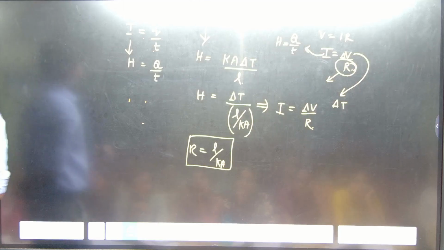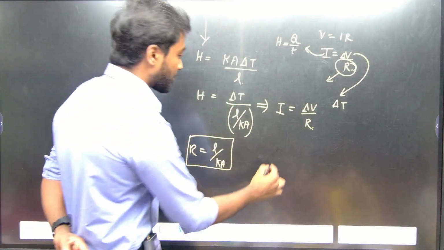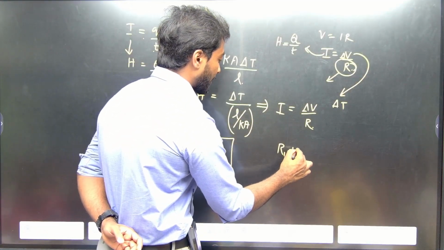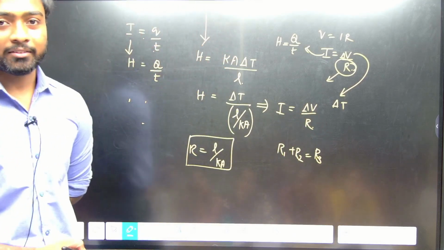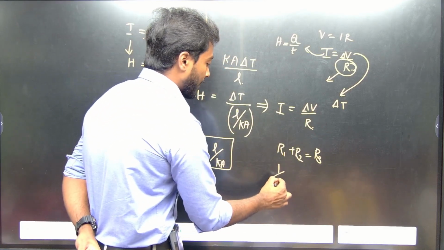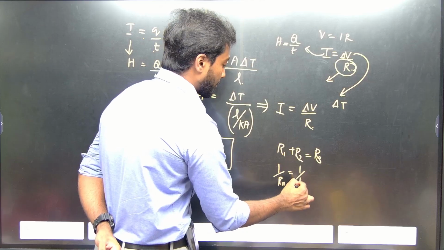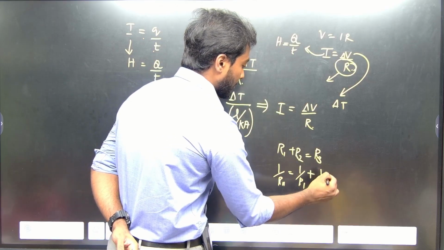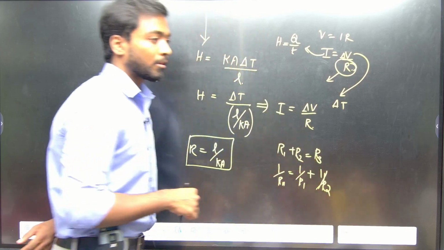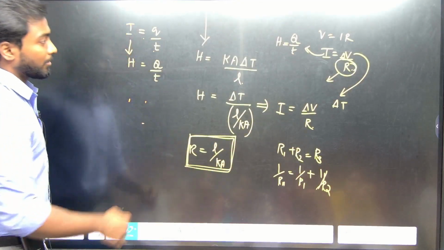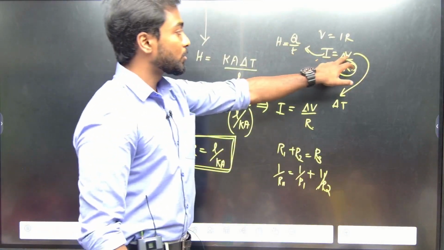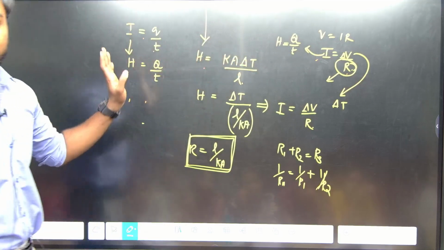If they are asking series rod, then R1 plus R2 is equal to R series. If they are asking parallel, 1 by R parallel will be equal to 1 by R1 plus 1 by R2. Okay. So try to remember this, or either remember I is equal to delta V by R and convert this.